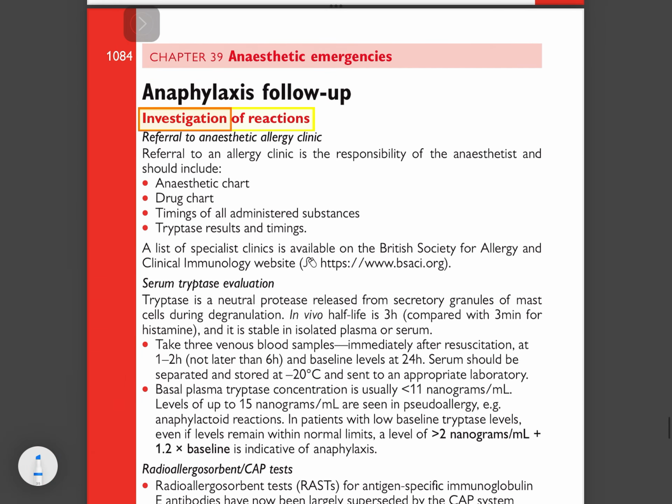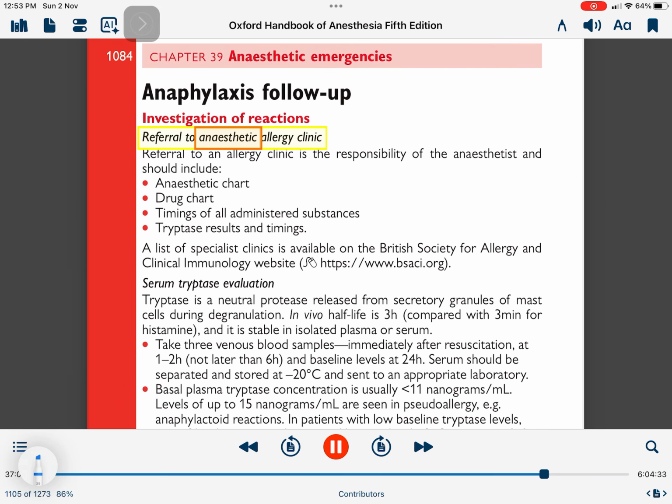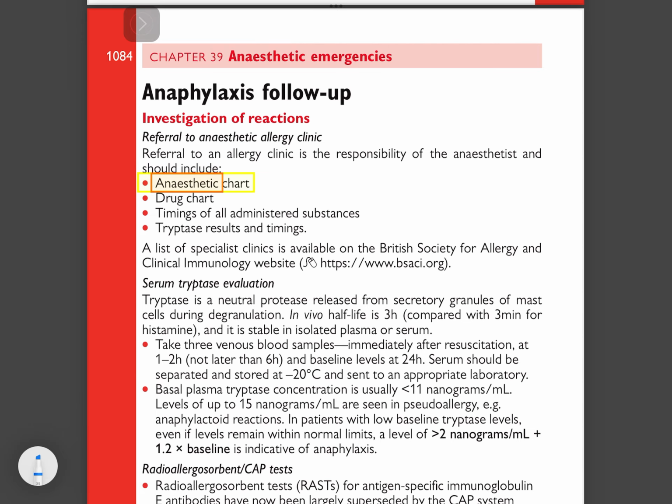Anaphylaxis follow-up: investigation of reactions and referral to an anaesthetic allergy clinic. Referral to an allergy clinic is the responsibility of the anaesthetist and should include the anaesthetic chart, drug chart, timings of all administered substances, and tryptase results and timings. A list of specialist clinics is available on the British Society for Allergy and Clinical Immunology website.